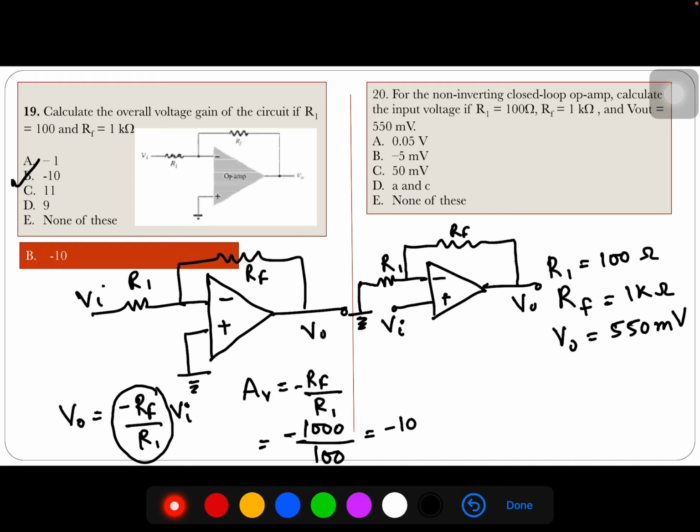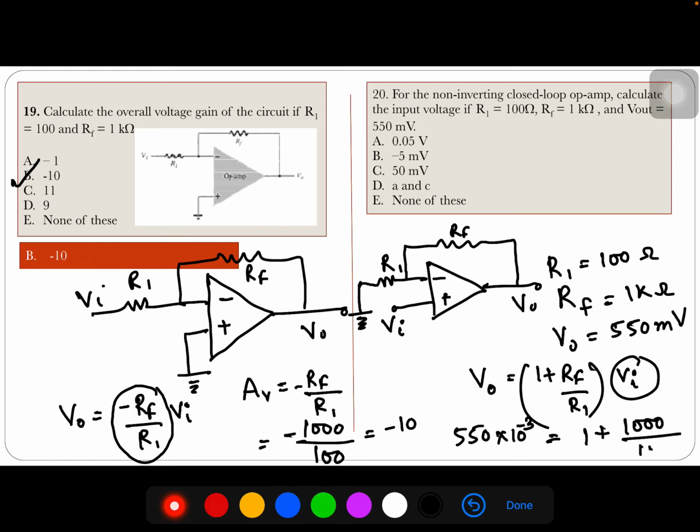We have already done its derivation in my video lectures, and V naught is equal to 1 plus RF by R1, for a non-inverting amplifier, into Vi. Now everything is given except Vi, which has been asked. So just put down the values. Don't leave milli, put it as 10 raised to the power minus 3. RF is 1000, R1 is 100. Solving, you will get Vi as 50 millivolt.